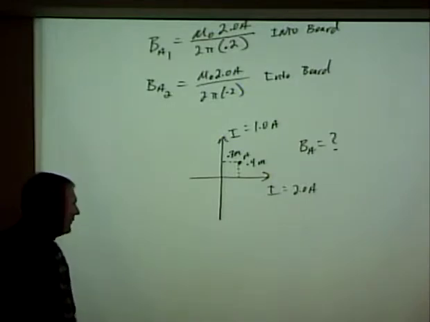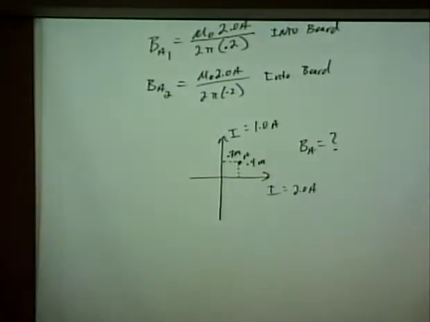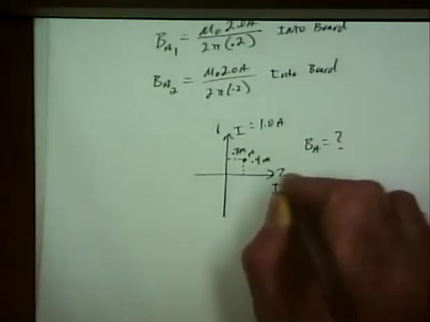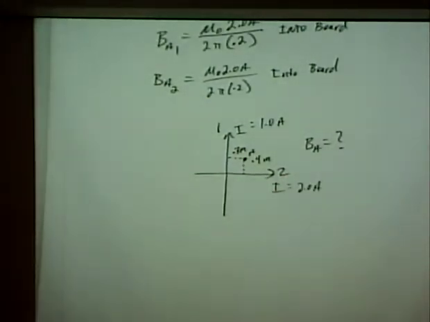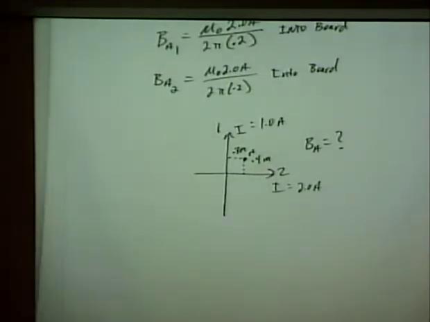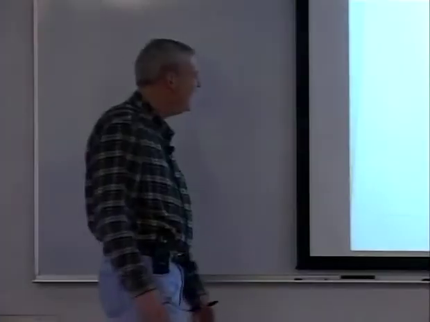So what would we do? First of all, let's call this one wire 1, the one that's going this way, and call this one wire 2. Wire 1's B field, is it going into or out of the board at that point? Had a 50-50 chance.